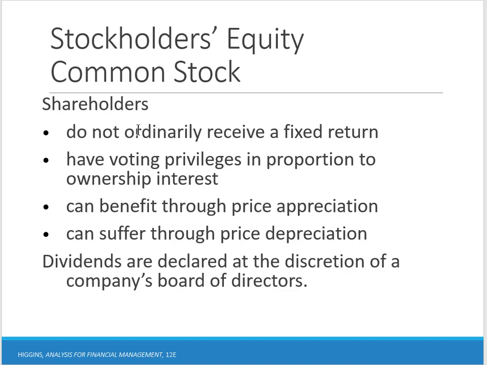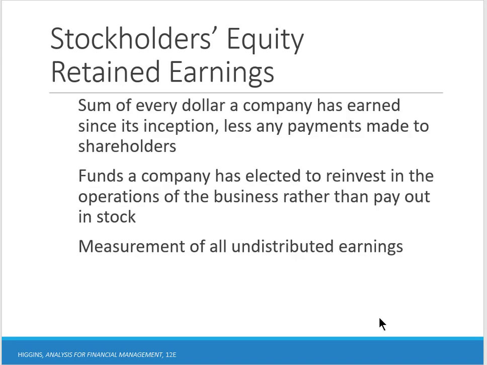So what do shareholders get, right? Well, they don't get a fixed return, right? That's what creditors get. But they do get to vote, and they can benefit if the stock price goes up. Of course, they suffer if the stock price goes down. And of course, they can receive dividends. Now, dividends are declared by the company's board of directors. So this is not just upper management, but this is a layer above management that helps us manage the company from a more strategic perspective.